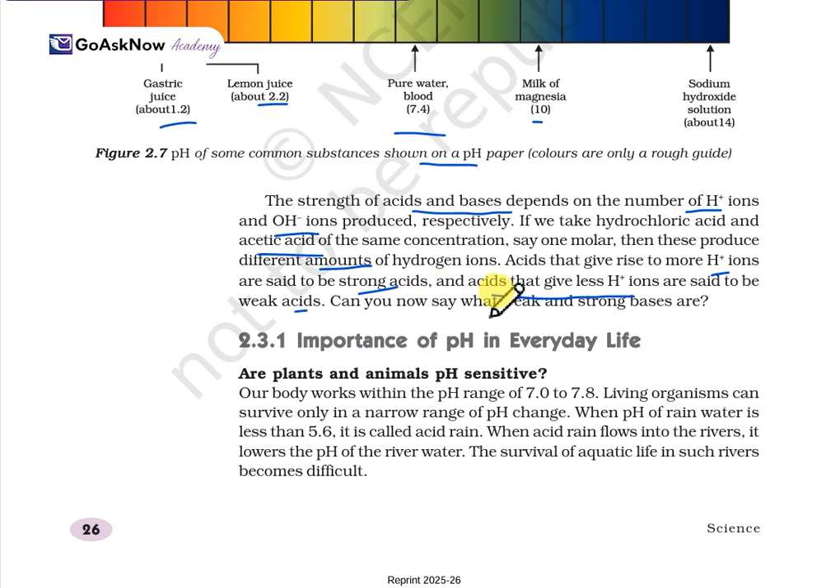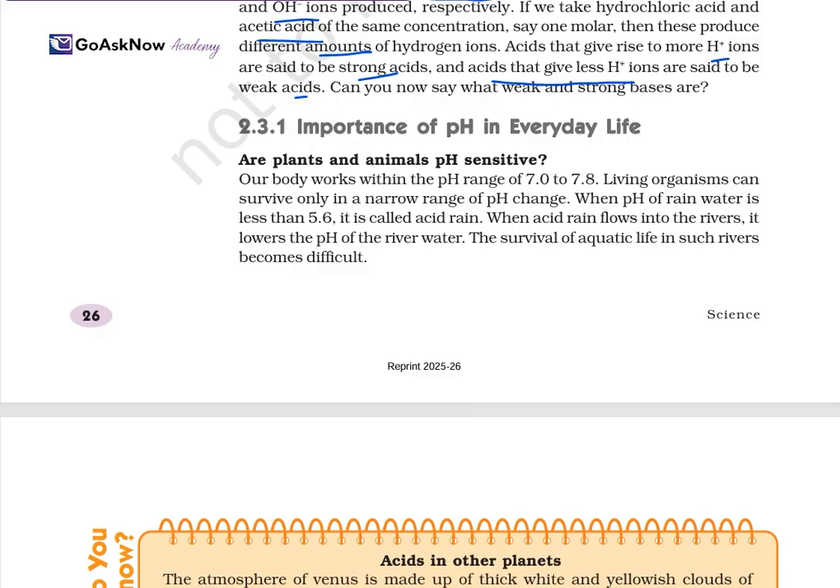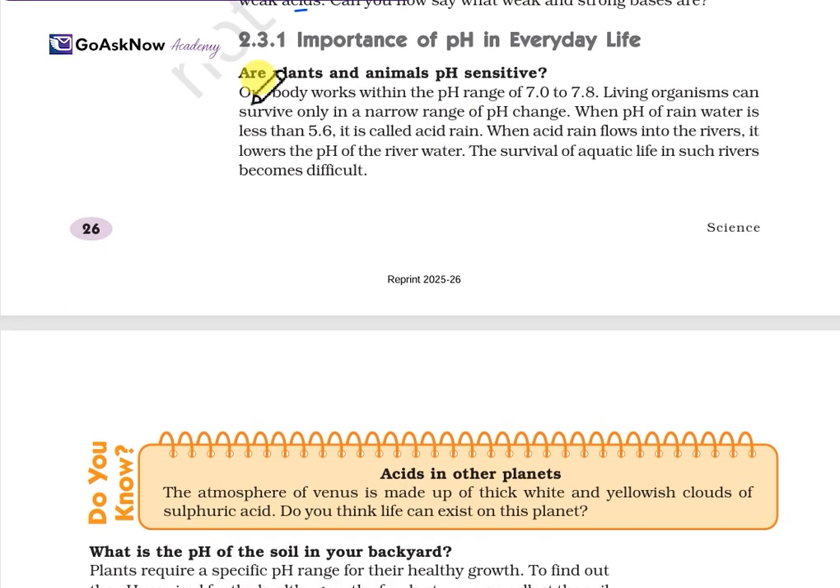Okay, so this will be the weak acid and the strong acid. Now, importance of pH in our everyday life. Are the plants and the animals pH sensitive? Our body works within a pH range of 7 to 7.8. Living organisms can survive only in a narrow range of pH change.